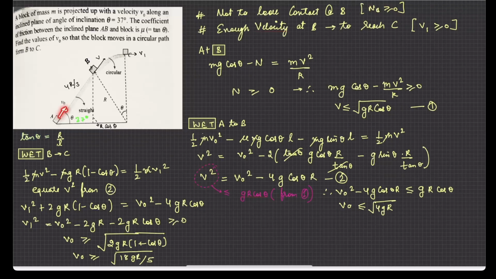We have to find this value of v naught so that the block should move in a circular path from B to C. So basically, what is given in the question is that there is an inclined plane and this circular path, and this block is projected with some velocity v naught. The friction here is going to slow down this velocity. It will reach this point. I need to see this velocity so that it should go along this circular path rather than just go like this.